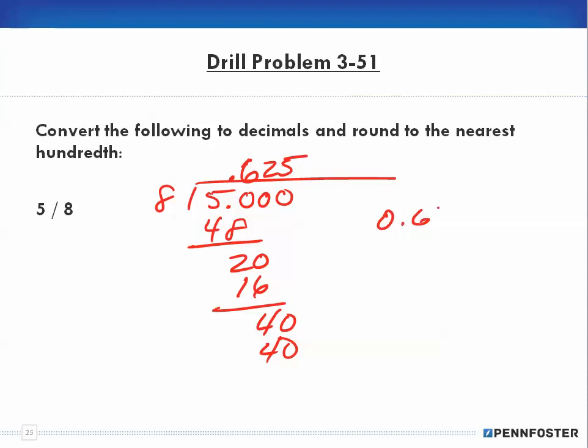My division answer is 0.625, but we're rounding to the nearest hundredth. So here's the hundredth. Look to the right. It's 5 or greater, so I have to round up. So my answer is 0.63.